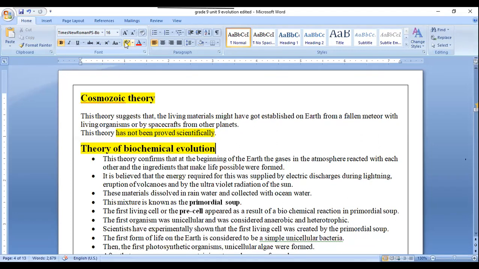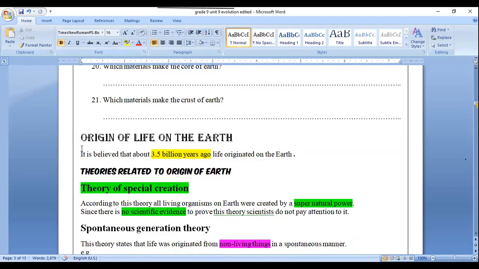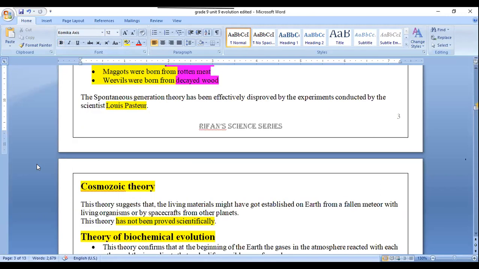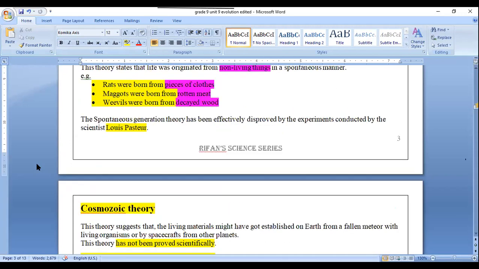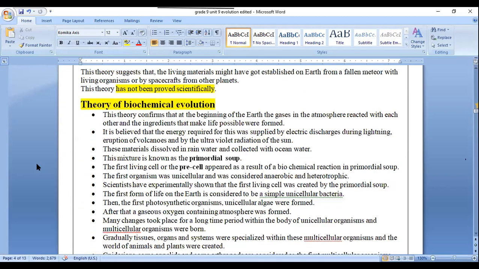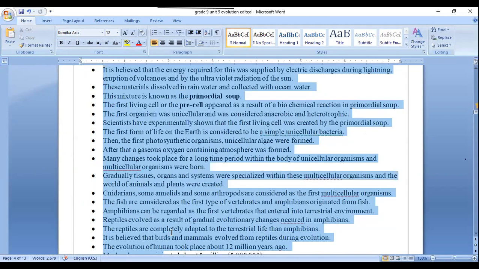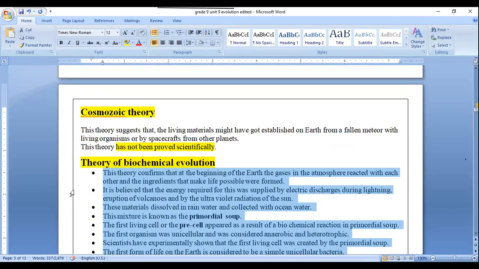So altogether, how many theories are there, my children? Check how many theories are there. Four theories are there. What are the four theories? Number one, theory of special creation, spontaneous generation theory, cosmozoic theory, and theory of biochemical evolution. Right. Which is the one written a lot to you? The theory of biochemical evolution was written a lot to you.